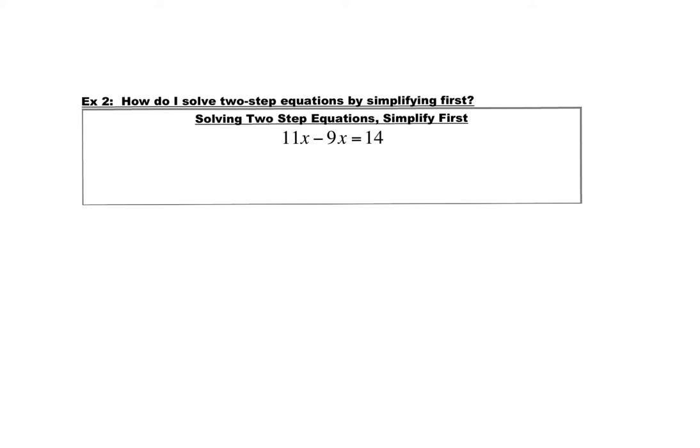All right, example 2. It says, how do I solve two-step equations by simplifying first? So sometimes we're going to have to combine like terms or distribute before you can start bringing things from side to side. So again, I'm always going to start by drawing down the line, that fence. And here, notice I have 11x minus 9x. Now, when you have like terms on each side, you need to combine those first. I'm not going to do anything with the 9x or the 11x until they're brought together. So 11x minus 9x is going to give me a 2x.